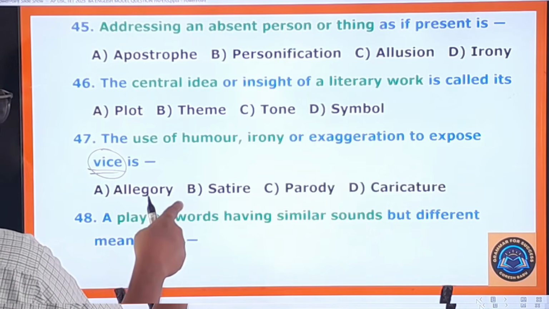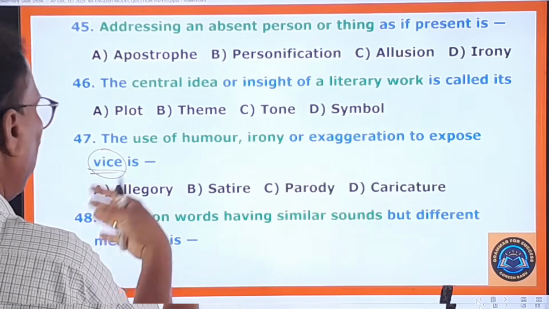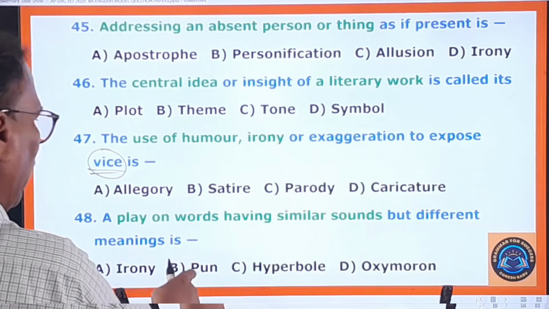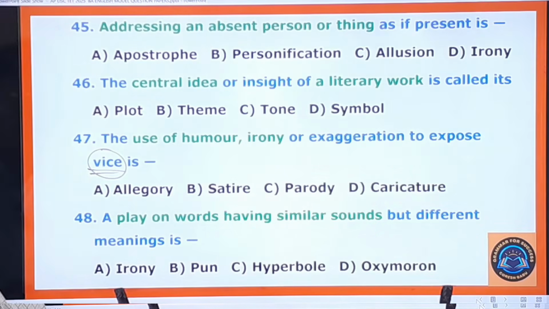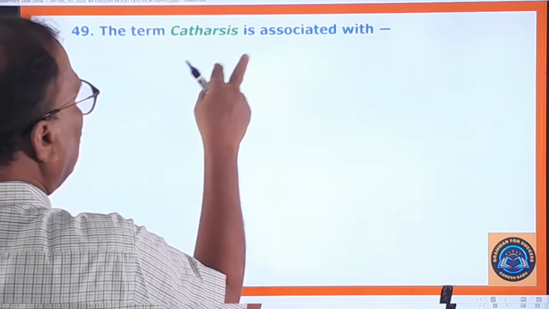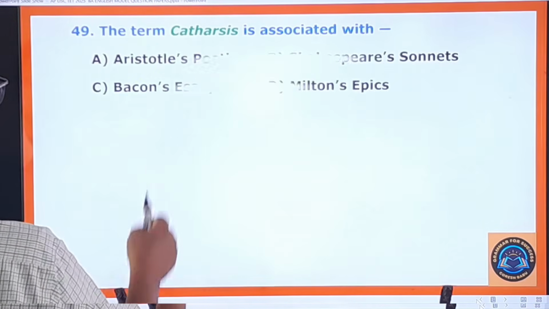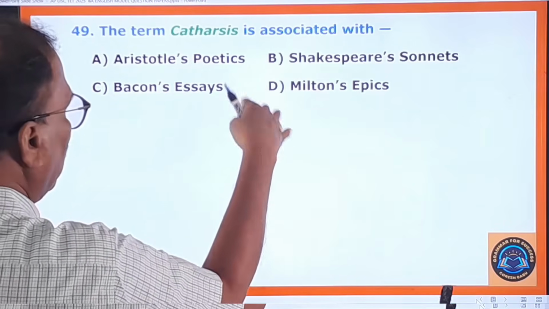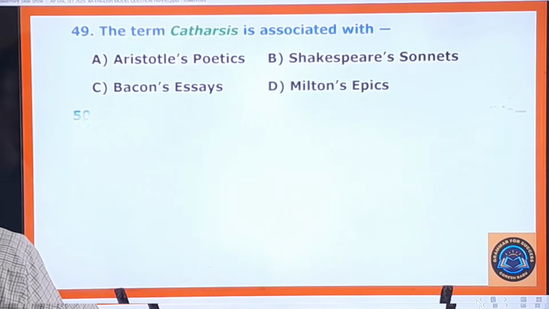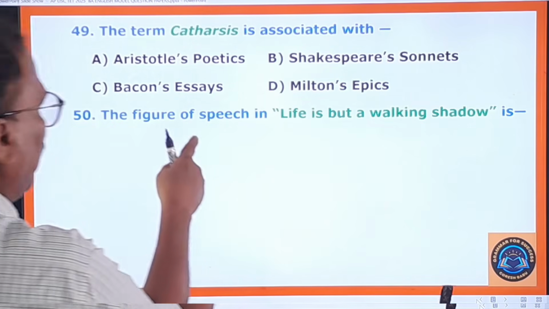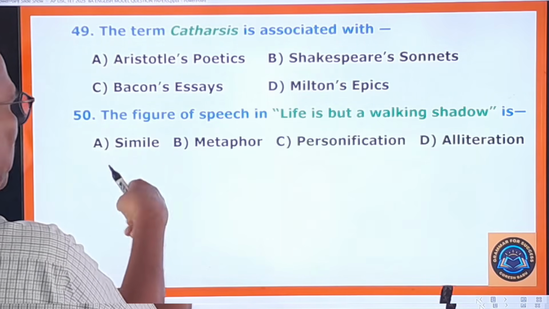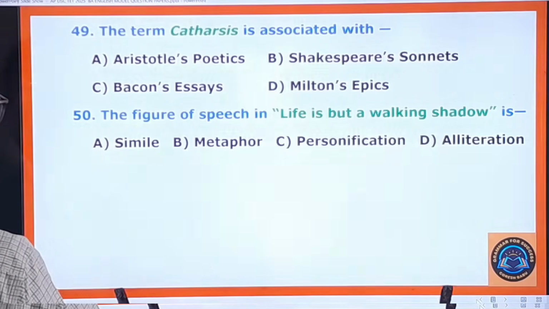48th question. A play on words having similar sounds but different meanings is called what? Irony, pun, hyperbole, oxymoron. Right. 49th question, the last but one of this question paper. The term catharsis is associated with what? Aristotle's Poetics, Shakespeare's Sonnets, Bacon's Essays, Milton's Epics. And you go to the last question of this question paper. The figure of speech in "Life is but a walking shadow" is what? Simile, metaphor, personification, and alliteration.